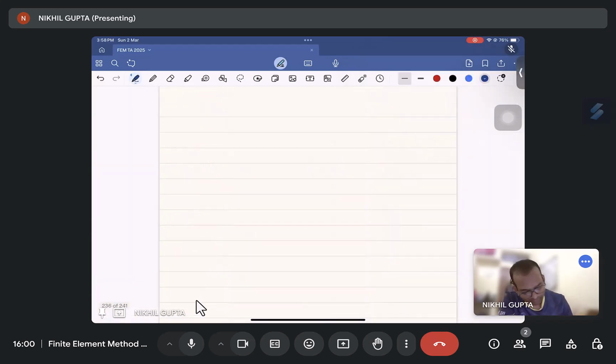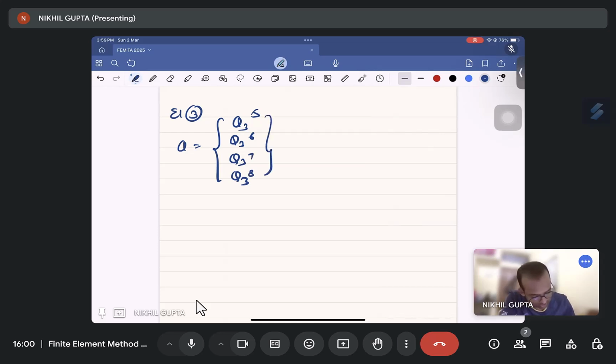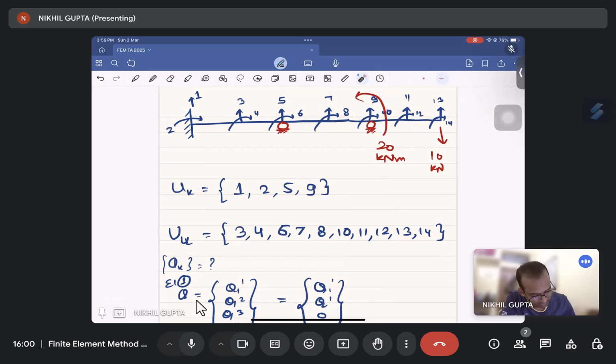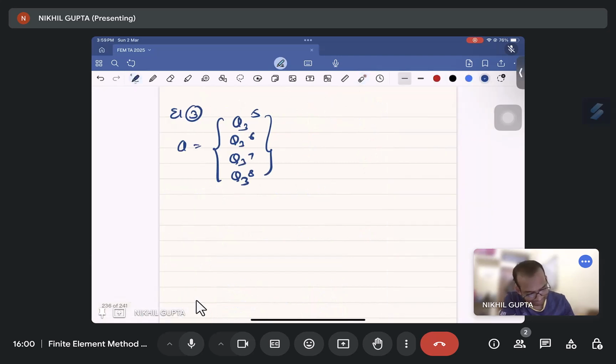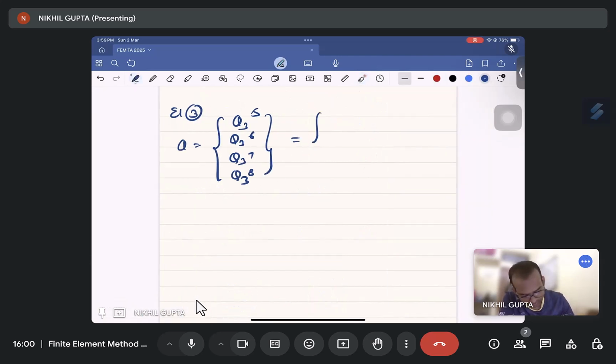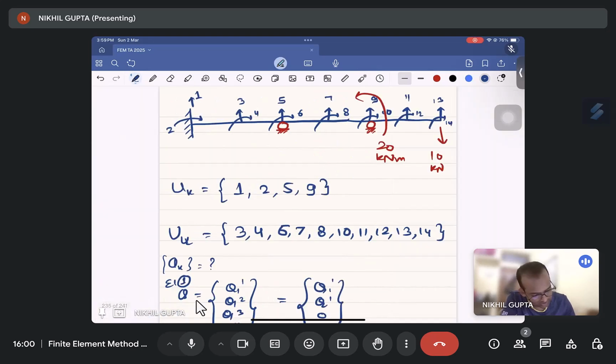Similarly for element number 3, we'll write Q3 first, then the degrees of freedom, which will be 5, 6, 7, 8. I'll tell you how this is. We see the element number 3, which is this. So it depends on 5, 6, 7, 8. Here Q3 5 will be there, Q3 6 is 0, Q3 7 and 8 are also 0.